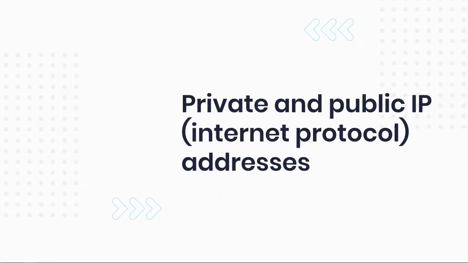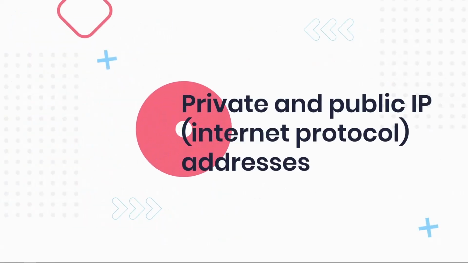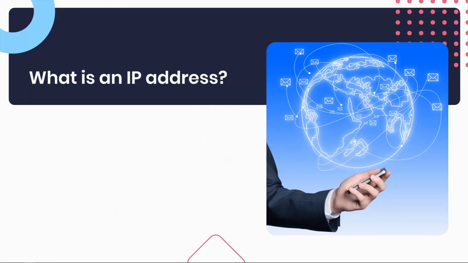When a program is initialized in a system, an IP address is generated by the CPU, Central Processing Unit. In this section, we will be looking at private and public IP addresses. But let's start at the very beginning. What is an IP address?